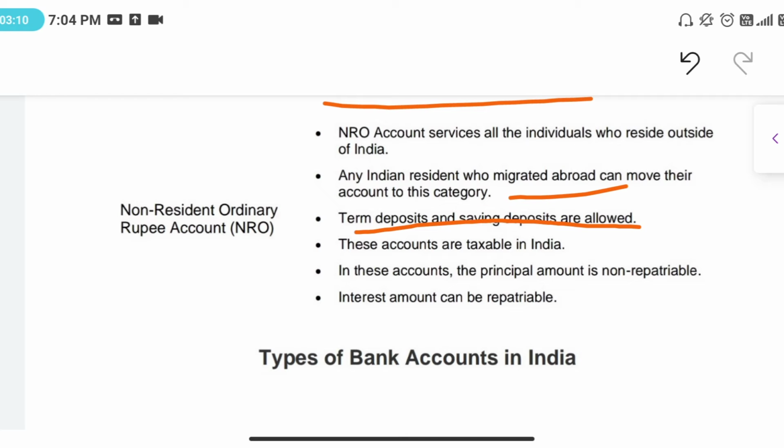These accounts are taxable in India. The previous two types of accounts are non-taxable in India, but the non-resident ordinary rupee account, which is also known as the NRO account, is taxable in India. In this account, the principal amount is non-repatriable. In both the previous accounts, we saw that principal plus interest can be repatriated, but in the case of the non-resident ordinary rupee account, only interest can be repatriated, principal cannot be repatriated.